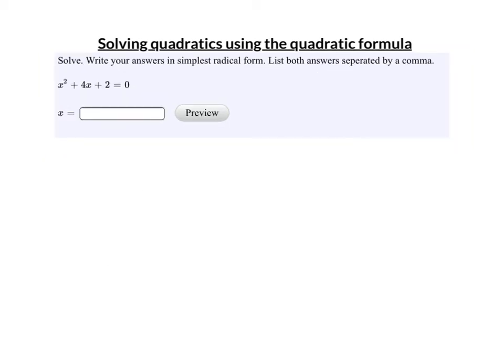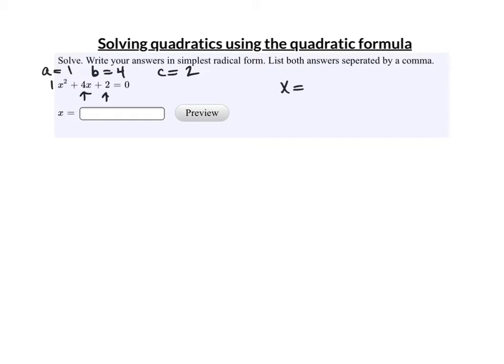One more example here. You'll notice that there are no factors of 2 that add to 4. That thing does not simplify. So let's read off our A. A is 1 in front of the square. B is 4. That's in front of the x. And C is the number added at the end. It's 2.